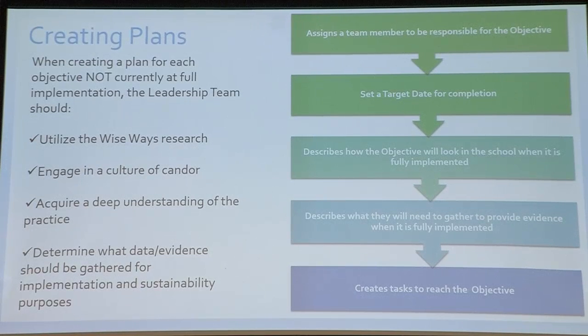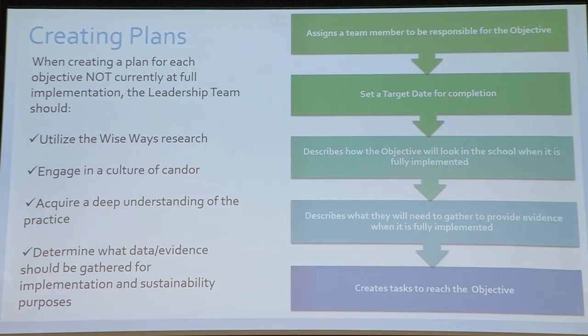Now I'm going to go back up one. We're also going to set a target date. So when do we think that we can get this objective or this indicator implemented by? When do we think we can get this done by? Make sure you're realistic. We've had a school who set everything for the year 2052. There was no sense of urgency, right? And they said we didn't want to pressure ourselves. There has to be a sense of urgency, right?